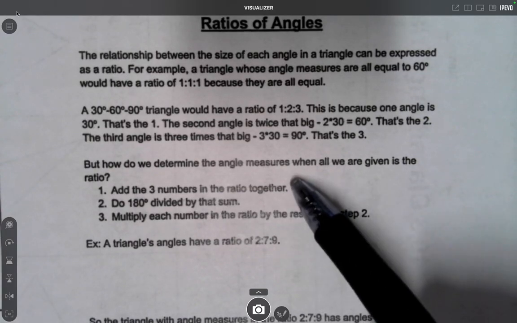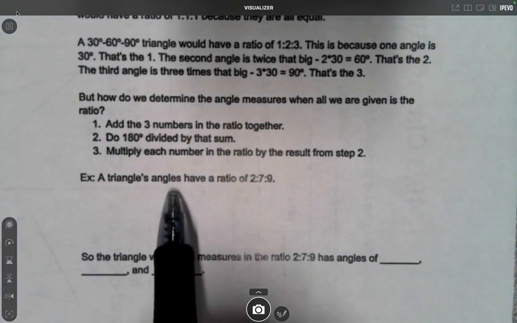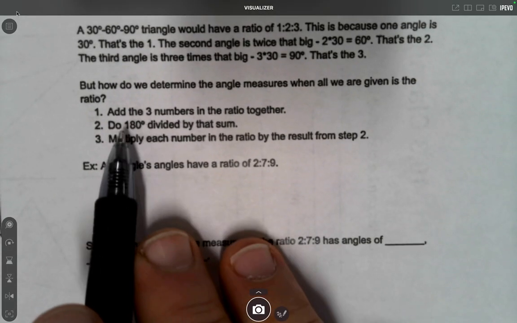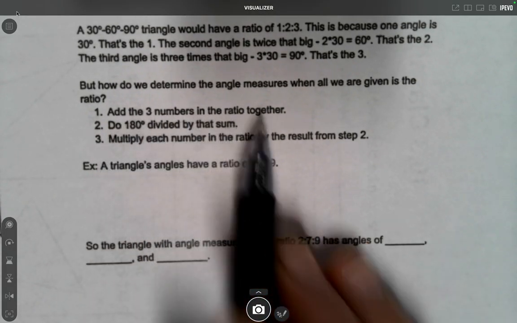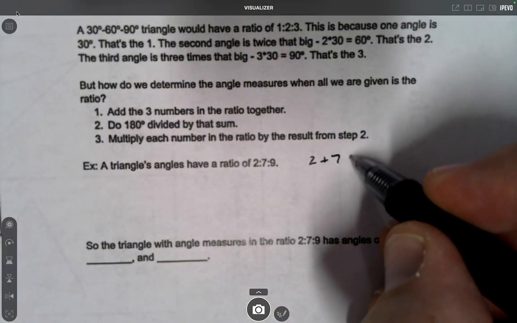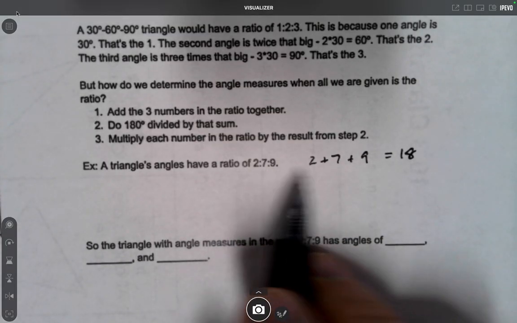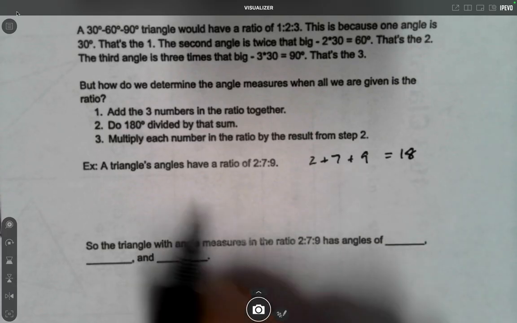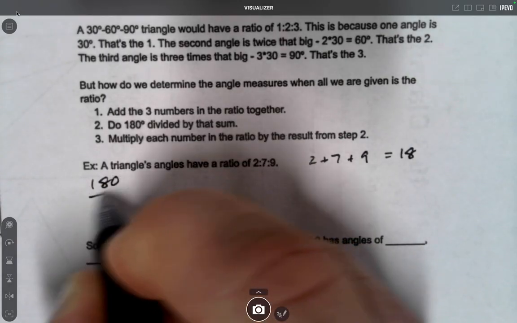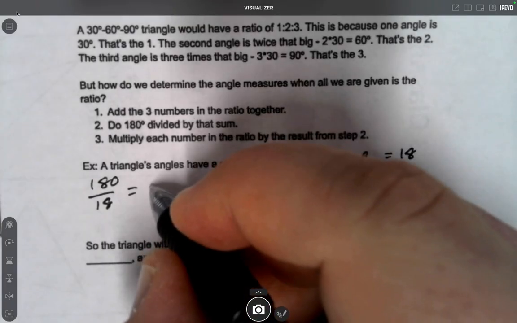So let's work through it with the steps for this example right here. The example says a triangle's angles have a ratio of 2, 7, and 9. So our first step is to add the 3 numbers together. So 2 plus 7 is 9, plus another 9 is 18. So adding those 3 numbers together gives us 18. Now we do 180 divided by that sum. So 180 divided by 18. And you can plug this in your calculator if needed, but it's equal to 10.